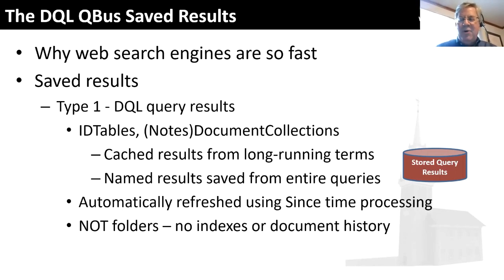Domino's main processing, forever, is what we call since-time processing. NSF search, which is underneath DB search in LotusScript, takes a since time and is very fast to find out what has changed since last time. So the idea is we run the query overnight, whatever it took one time, save the results, and refresh them going forward. That's the idea.